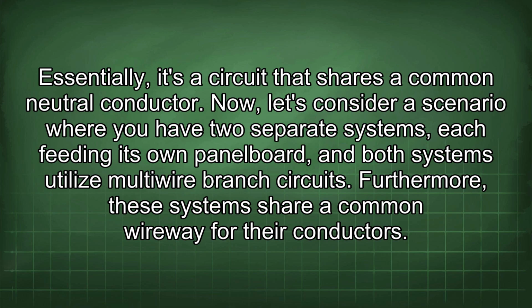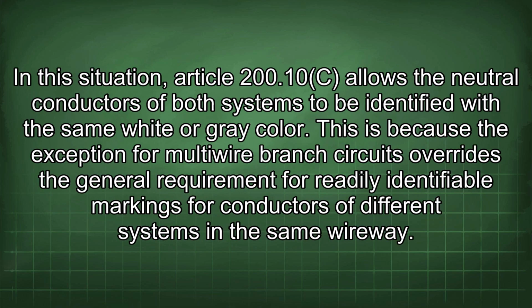Now, let's consider a scenario where you have two separate systems, each feeding its own panel board, and both systems utilize multiwire branch circuits. Furthermore, these systems share a common wireway for their conductors. In this situation, Article 200.10c allows the neutral conductors of both systems to be identified with the same white or grey color. This is because the exception for multiwire branch circuits overrides the general requirement for readily identifiable markings for conductors of different systems in the same wireway.